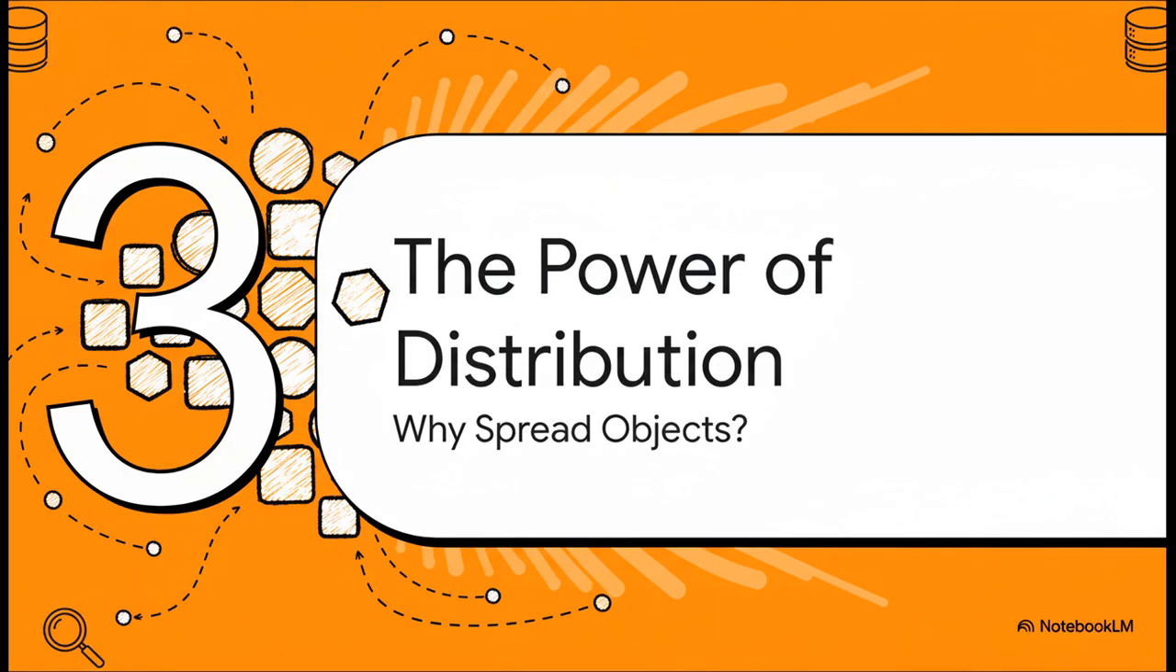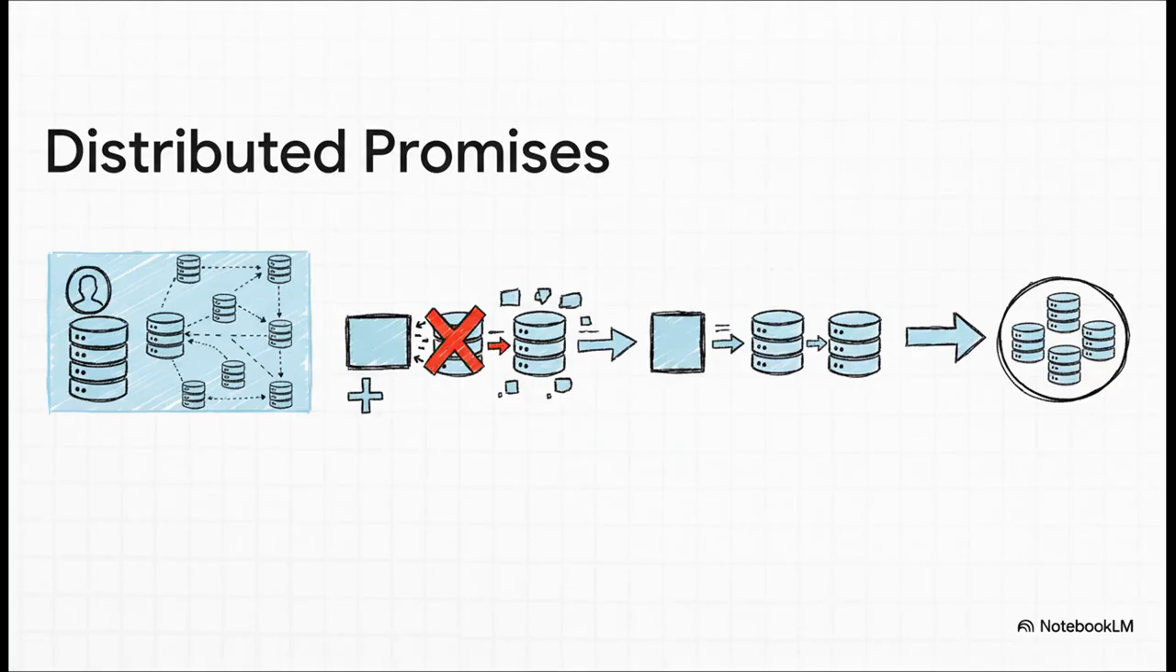But why go through all the trouble of spreading these objects across a whole network of computers? What's the big payoff? Well, the advantages are huge. The biggest one is called transparency. The system hides all the complicated, messy details of where the data lives. For example, you don't have to know if a customer's data is stored in a server in London or one in Tokyo. That's location transparency.